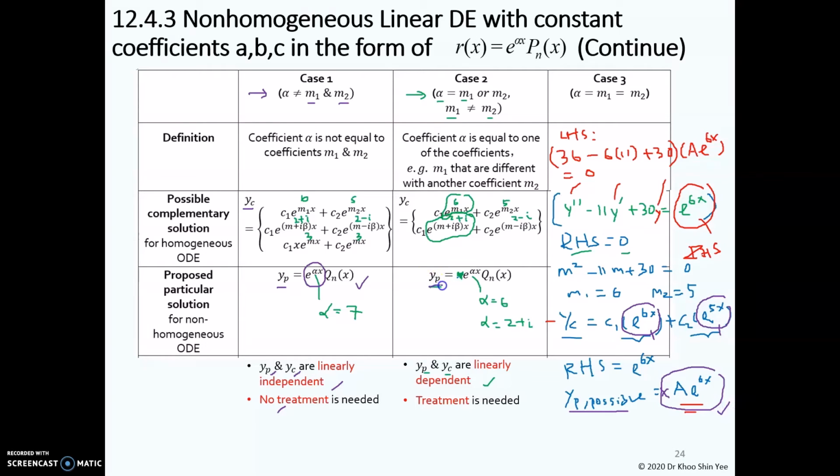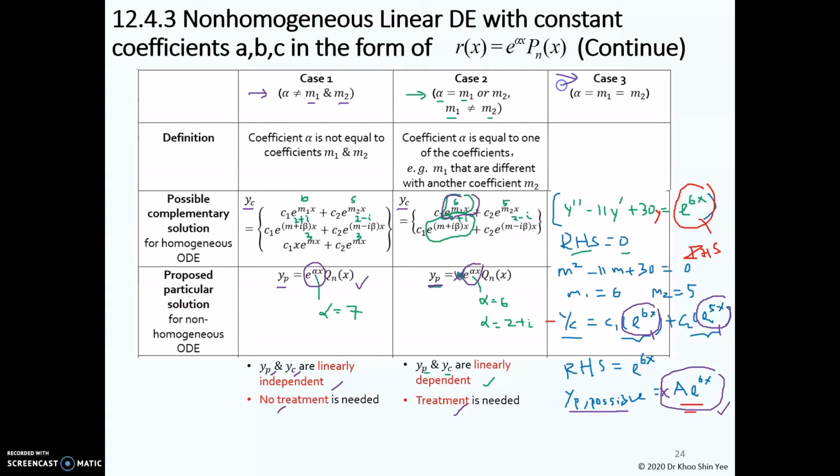In simple terms, if you propose the particular solution and you see the exponential term here is similar to one of the solutions, then you need to multiply it with x, which is the independent variable, for the treatment. By doing this, your yp and yc here will be independent to each other.